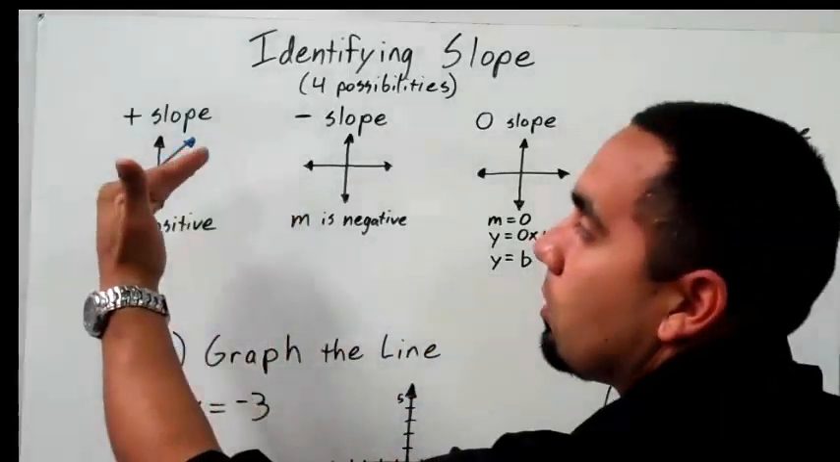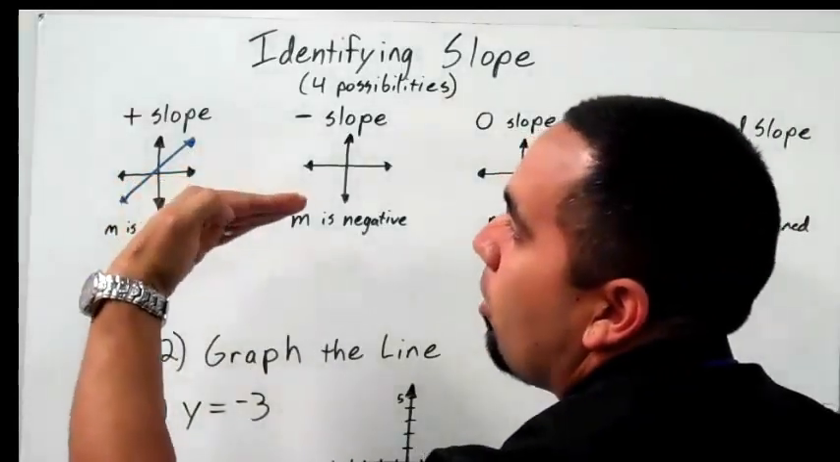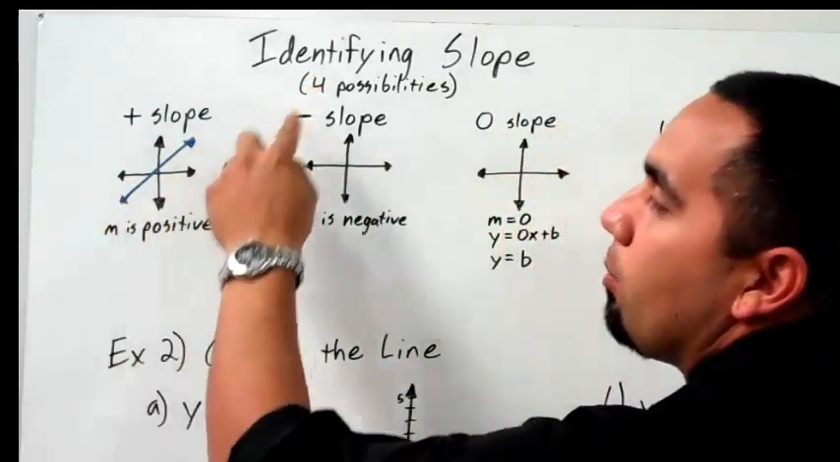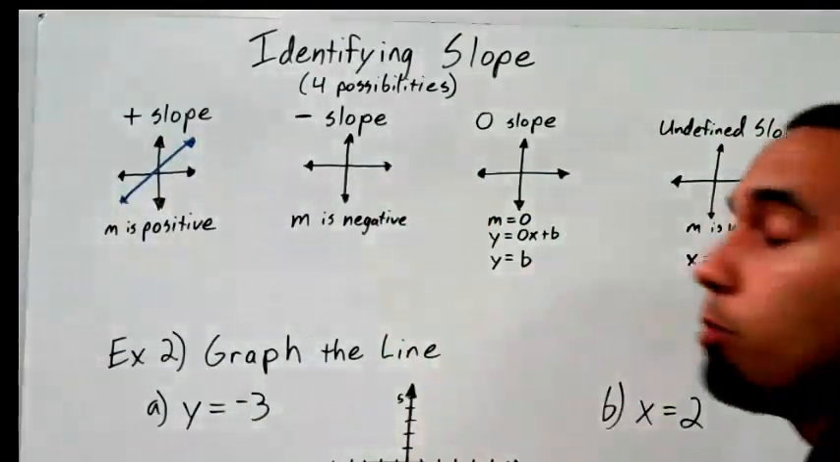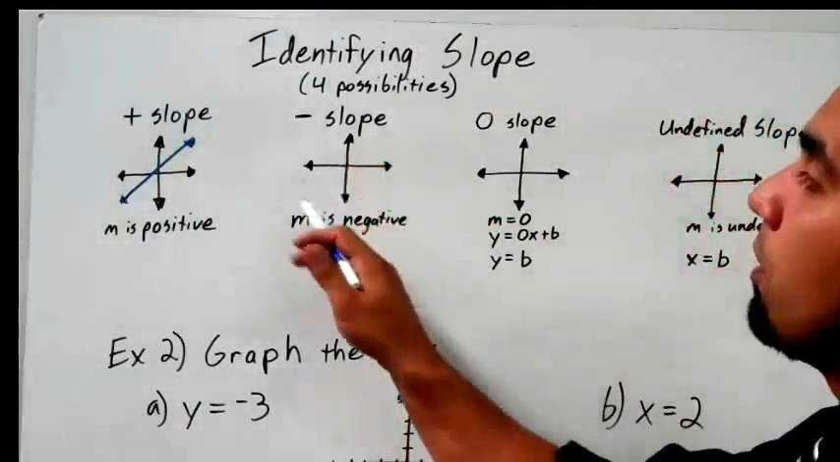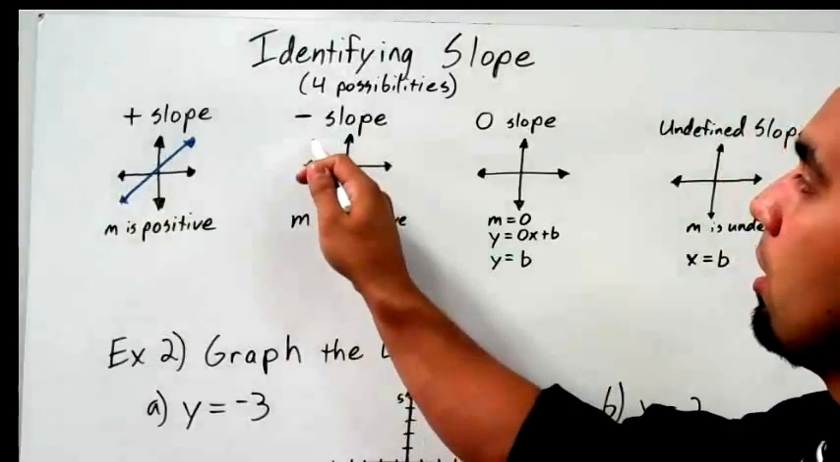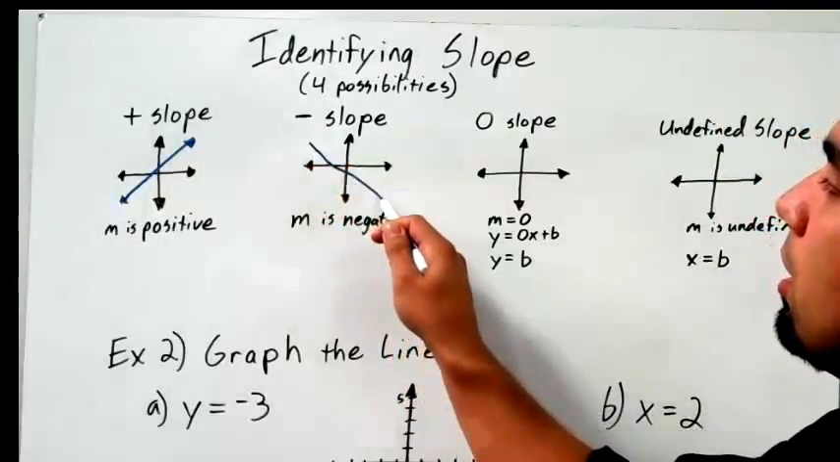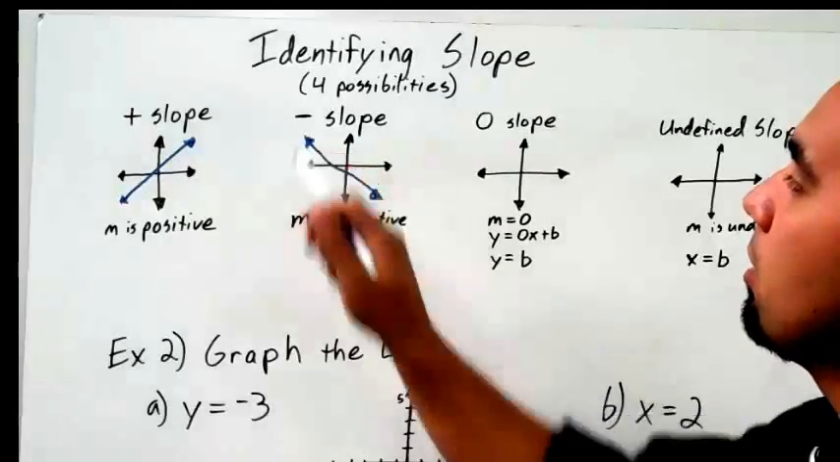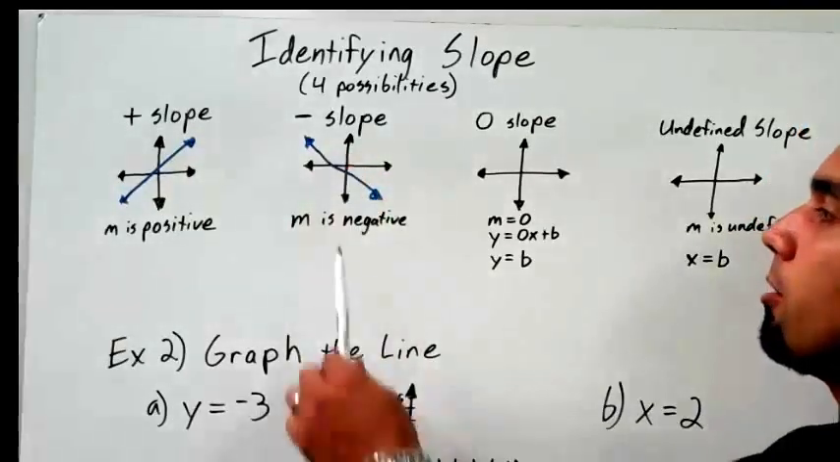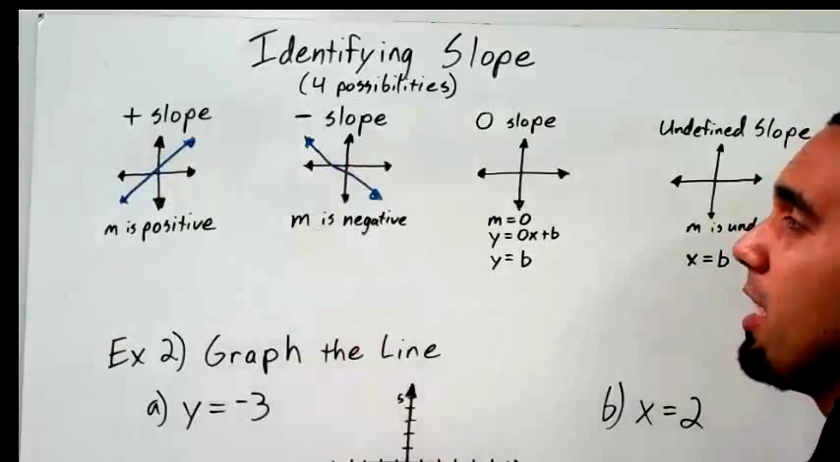It could be sloped just a little bit lower. It could be almost horizontal, but as long as it's going up, that's going to be a positive slope line. We also have negative slope lines. If positive is going up, negative slope is going down. That's when m is negative.